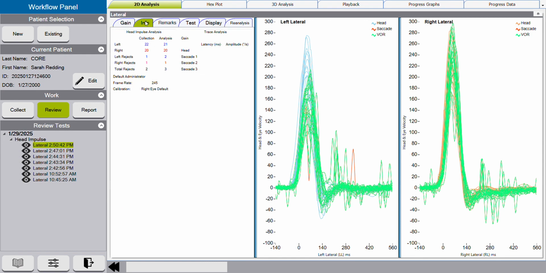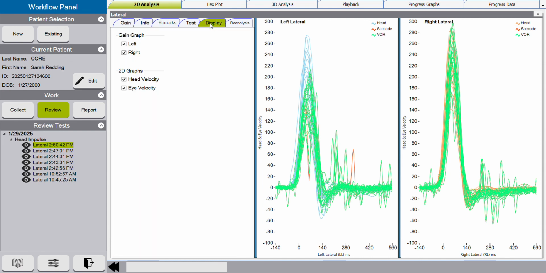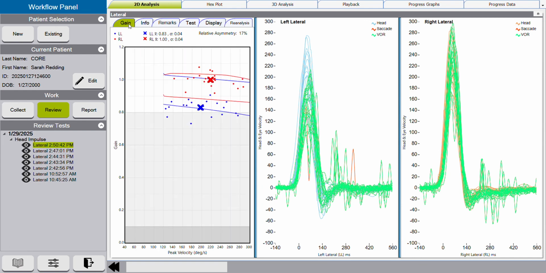You can look at this information in different ways. So I can go and see how many impulses I had. I can put notes in. I can look at specific tests and change the display. But really the only thing we're going to look at here is the gain.